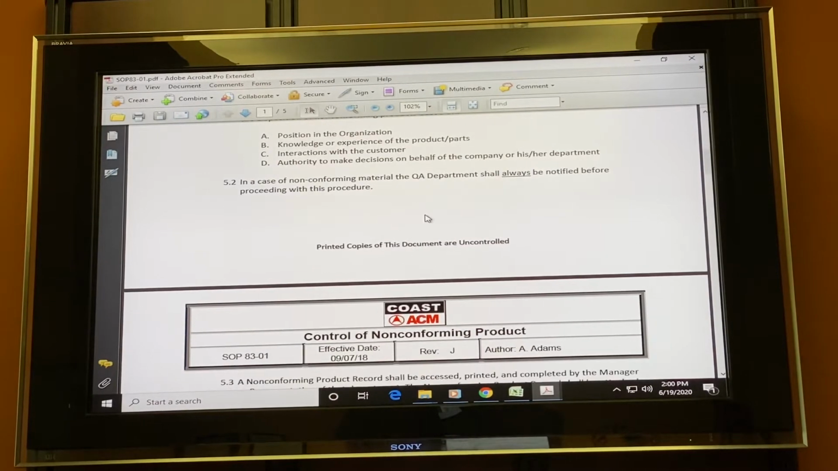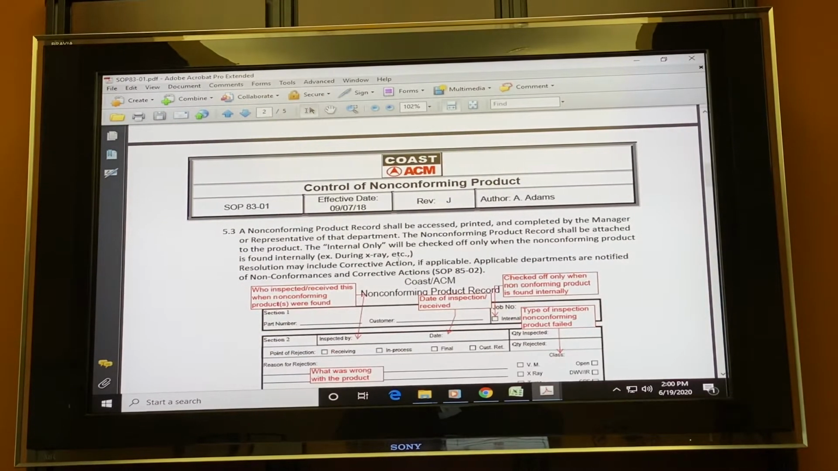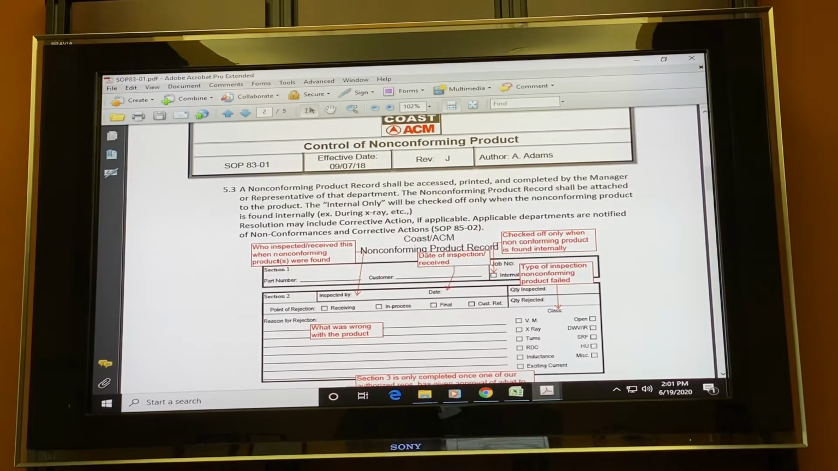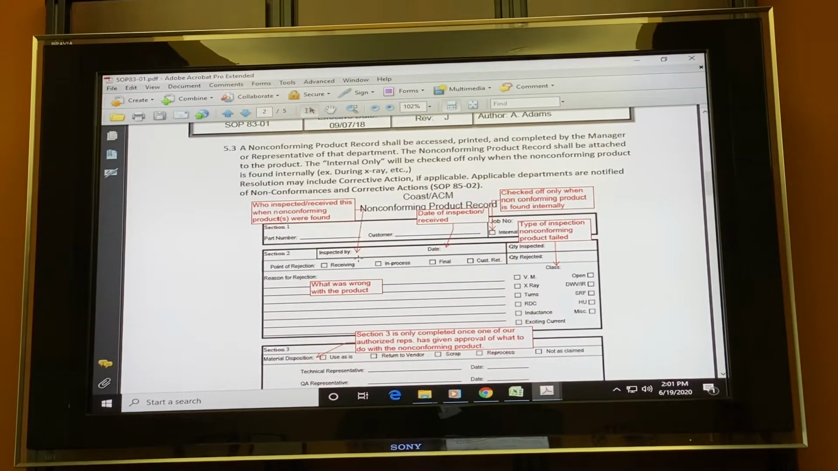So in case of a non-conforming material, the QA department shall always be notified before proceeding with this procedure. A non-conforming product record shall be accessed, printed, and completed by the manager or representative of that department. So pretty much the person that found the non-conforming product, they're the ones that are going to be filling this out.